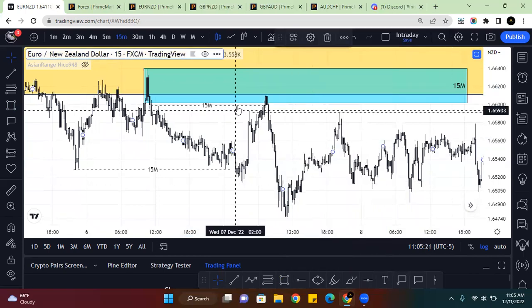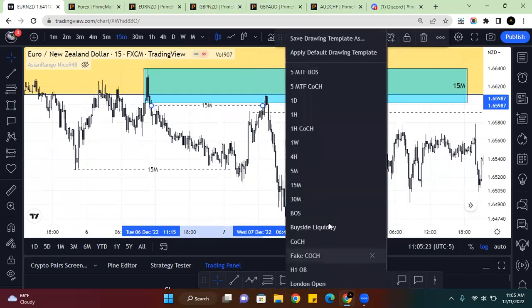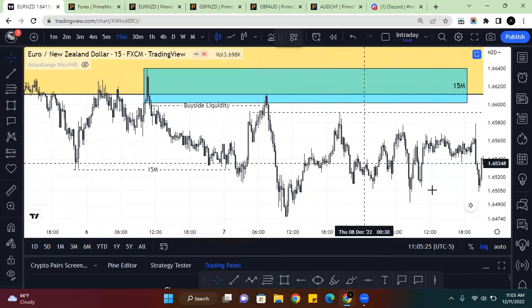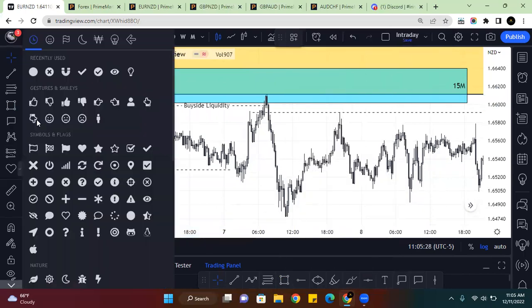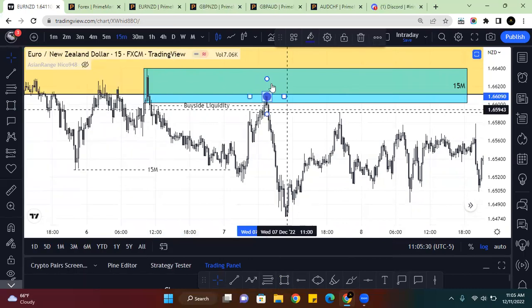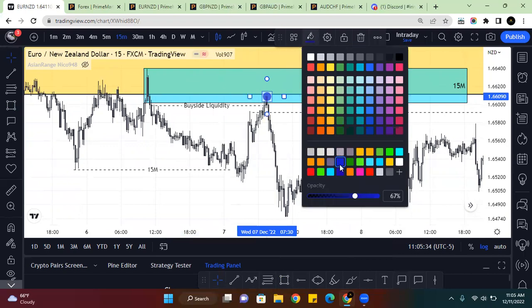Oh, my bad, that's the wrong one. So you have the buy side liquidity that's taken on the 15-minute in order for this 15-minute order block to be mitigated, right? This was the order block that caused the break of structure right here.